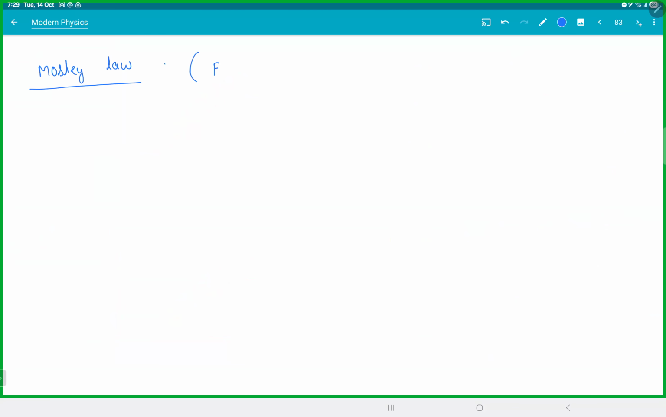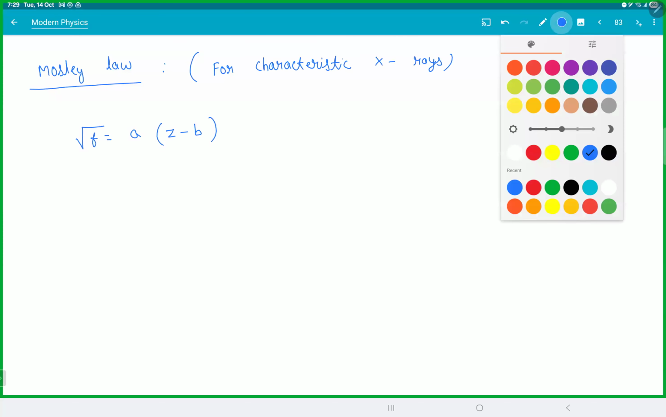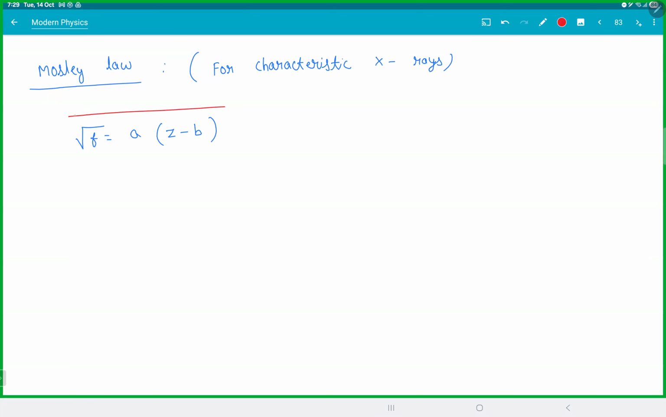This is only for characteristic X-rays. So this person Moseley, right? He checked out all the data and based on that, he formulated a formula. The formula is important. Root over frequency is given by A into Z minus B. I'll show you how we can derive this, but you should remember this.